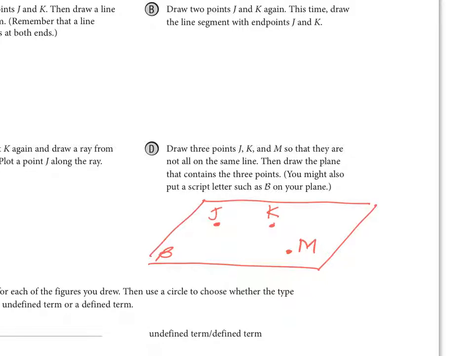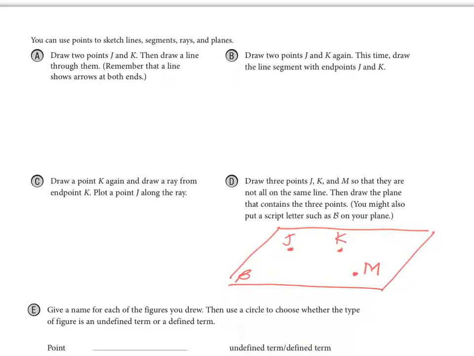Now I want you to try parts A, B, and C before you see my solution. And then after that, we're going to learn how to label these just right below in part E. In part A, we draw 2 points, J and K. And then we're going to draw a line that goes through them.